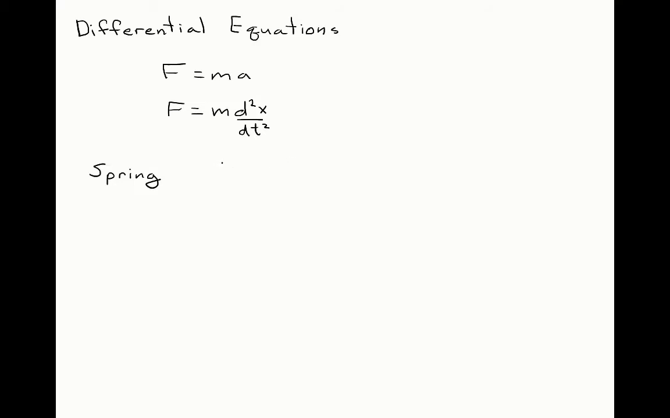Okay, so in a spring, what's the force from a spring? You should all know Hooke's law. So we have F equals minus kx. So let's plug that into our equation. So we have minus kx equals m d squared x dt squared. All right, so k is your spring constant, that's a constant. m is your mass, that's a constant.